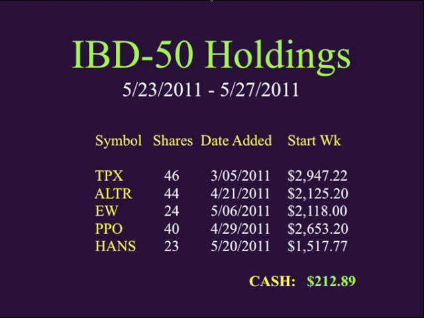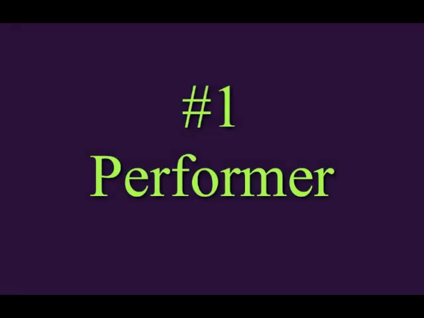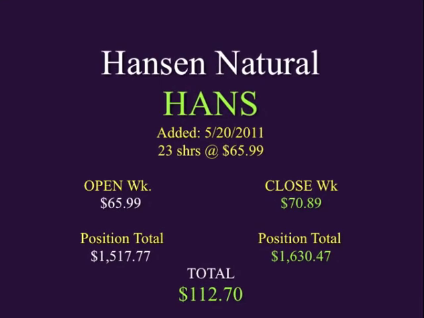Got 23 shares of that stock, starting the week with $1,517.77, carrying some cash in this portfolio of $212.89. One of these stocks is about to get sold. And our number 1 performer this week, in first place, it's Hansen Natural. And it's the new addition to the portfolio.